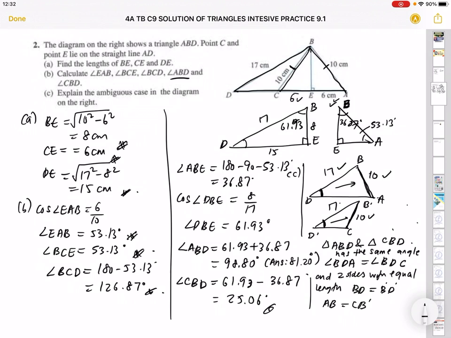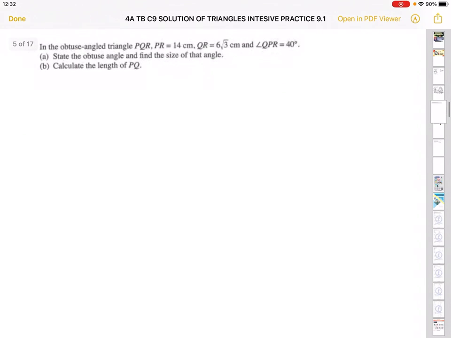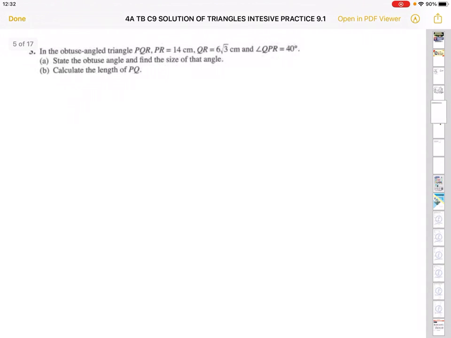Alright, so that's it for question number 2. Let's move on to question number 3. In this question, we have an obtuse triangle PQR. Actually, the question never specified which one is the obtuse angle, but I just draw a possible triangle like this.